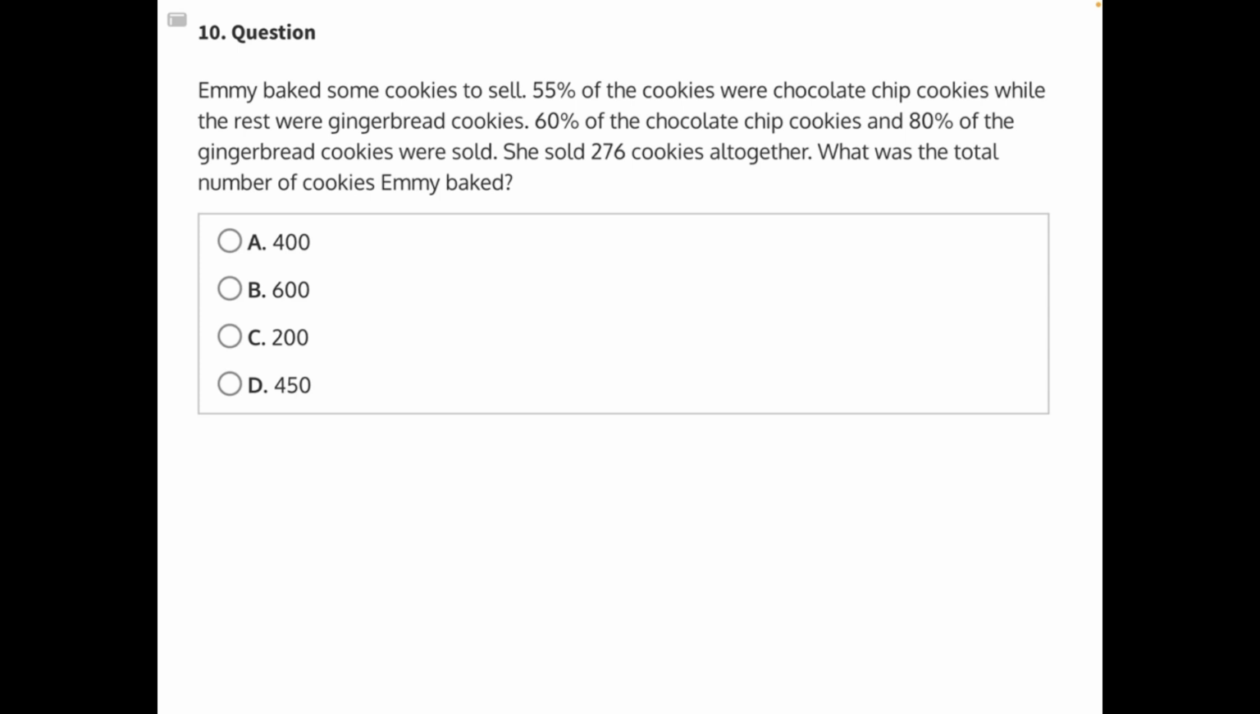To start, let's figure out what percentage of the cookies were gingerbread cookies. We know that 55% were chocolate chip, so the rest of the cookies had to be gingerbread cookies. So if we take 100%, the total amount of cookies made, and subtract 55, we will get 45. So the gingerbread cookies are 45% of the cookies that she made.